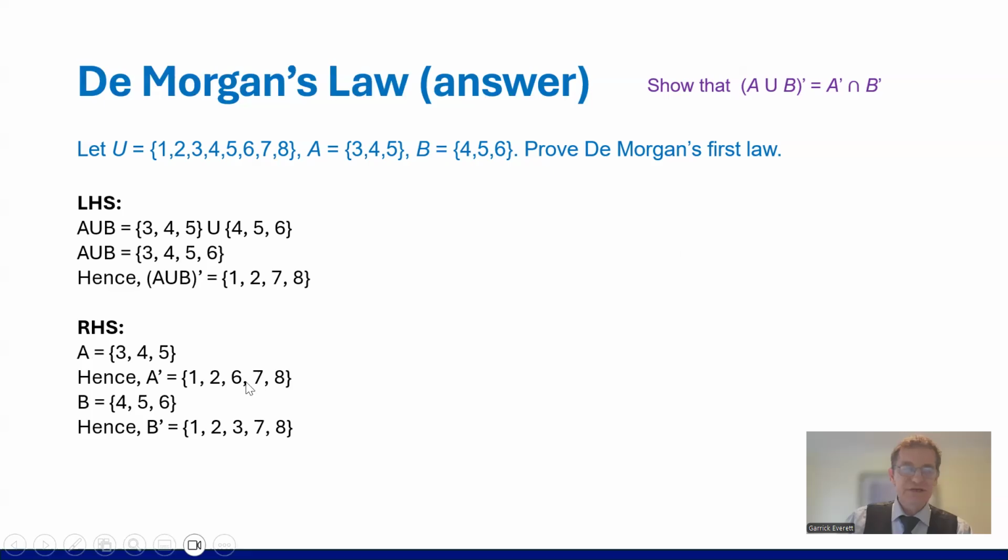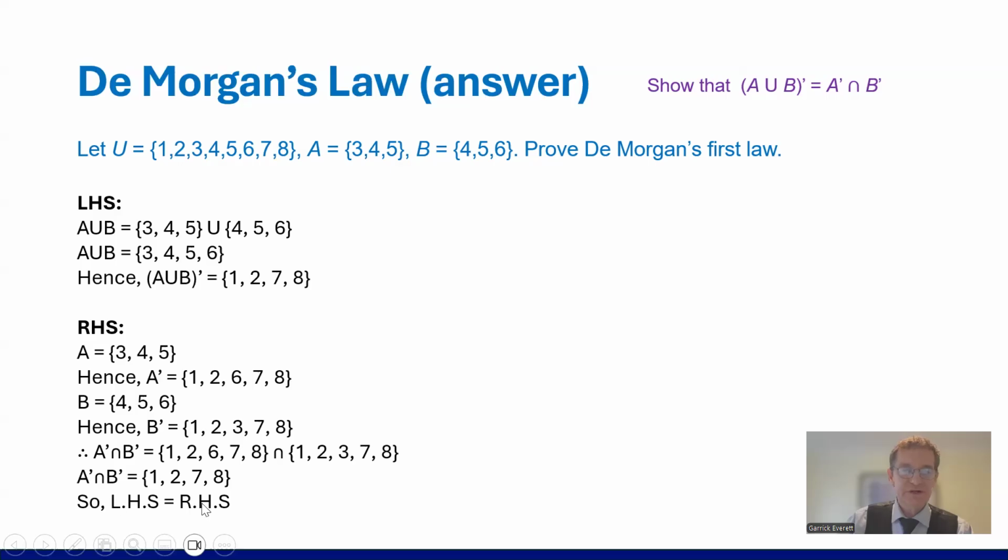So now we're going to look at the intersection of these two. So therefore, that's three dots. Just as a reminder, in case you haven't seen it, the three dots mean therefore. Therefore, A complement intersection B complement is 1, 2, 6, 7, 8 intersection with 1, 2, 3, 7, 8, and we're going to get 1, 2, 7, 8, which is what we had up here. So now we've got the left-hand side equals the right-hand side, and therefore the complement of A union B equals A complement intersection B complement is proved.